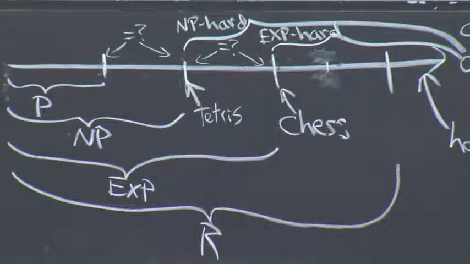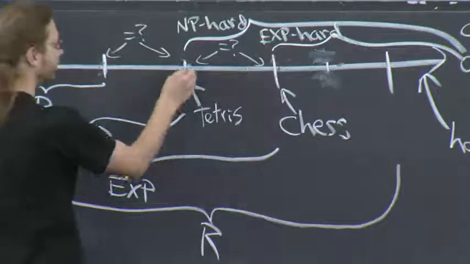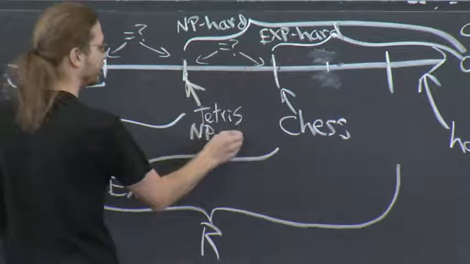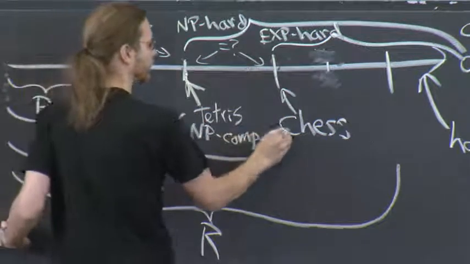All right, what else do I want to say? Tetris, chess, EXP hard. Right, so these lines here, this is NP-complete. And this is EXP-complete.